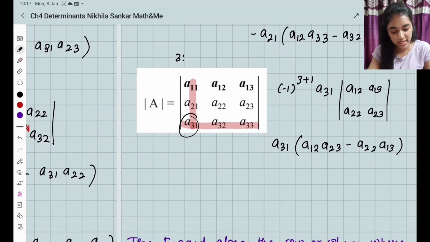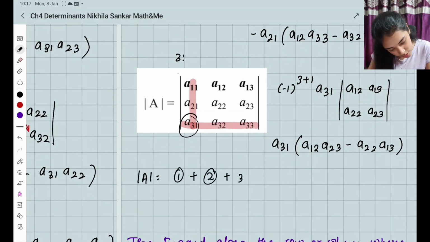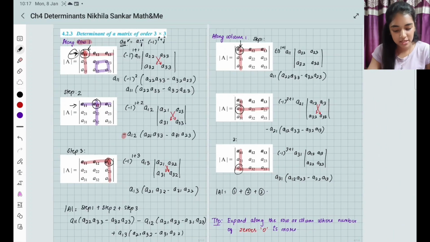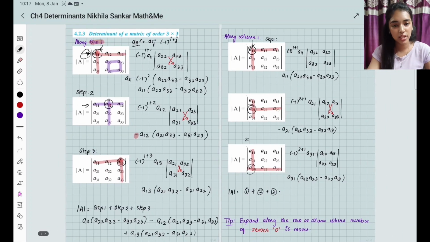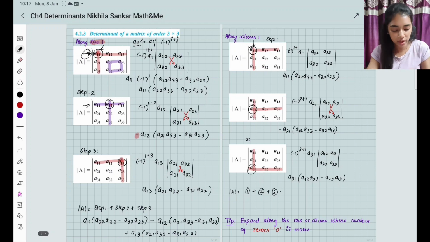Okay, so 3 steps. So the final determinant A is going to be step 1 plus step 2 plus step 3, and you see that you are going to get the same answer. Consolidate பண்ணி எழுதினா அதே ஆன்சர் தான் வரப்போகுது. Bracket குள்ளலாம் multiply பண்ணா you will see. Okay, you get the determinant of A.